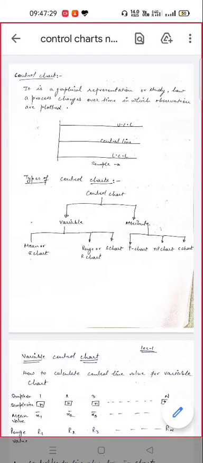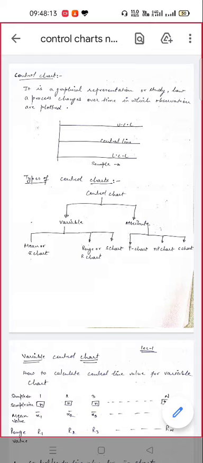Good morning, students. Today we are going to discuss the topic control chart. Basically, a control chart is a graphical representation to study how a process changes over time, in which observations are plotted. In control charts, we draw charts for variables and attributes. In variable charts, we generally measure the quantity, and in attribute charts, we count the defects, conforming, non-conforming, pass, failure, etc.